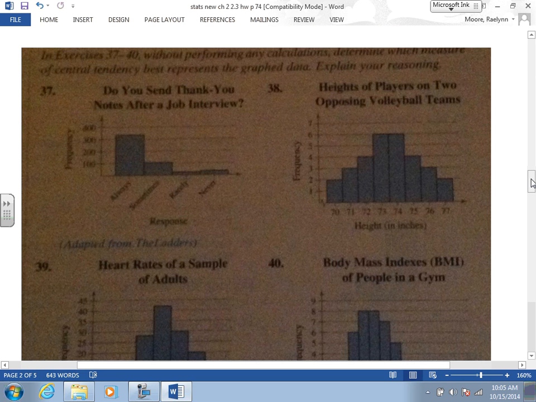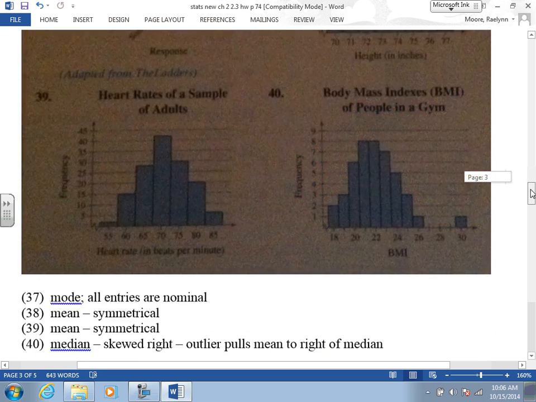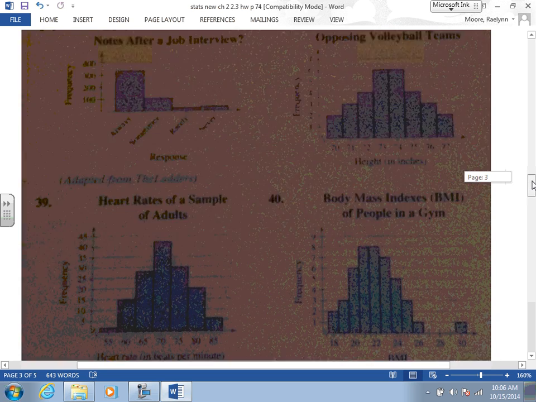38, this is almost a symmetrical chart. Wouldn't you say this is almost symmetrical? So your mean, your median, and your mode sit in the middle. They sit right there in the middle at 73, at 73.5. All you had to do was say if it was symmetrical.